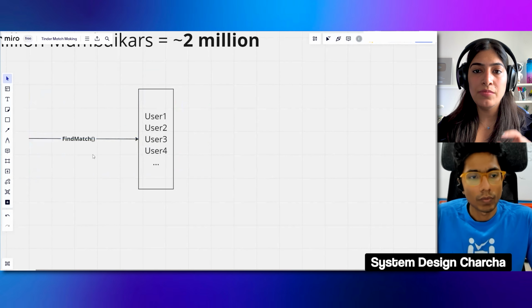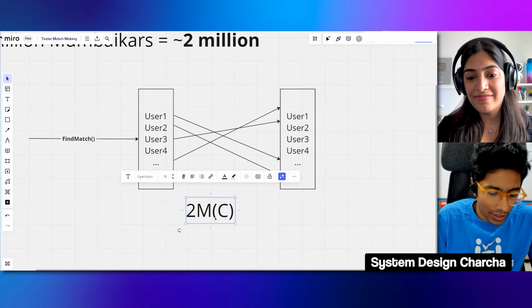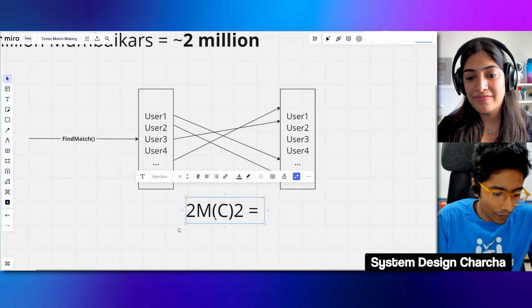So there are two ways basically. You either match for every single one of the 2 million people and go through the 2 million others, or you basically do 2 million C2. It is the same thing. But this essentially becomes 4 trillion matches. Yeah, if you want to pre-compute all this stuff, that's a lot. So 2 million C2 is roughly 4 trillion.